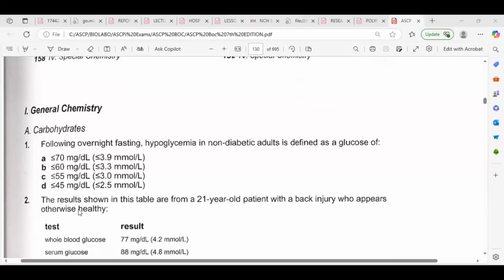Yes, we're not going to answer this one. We're not going to discuss more about it, but we have question number 2, question number 4, 5, 6, and so on.